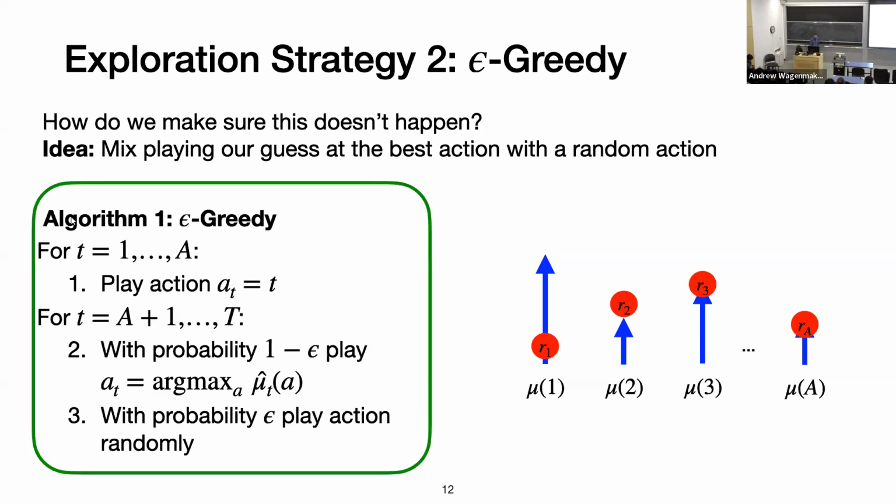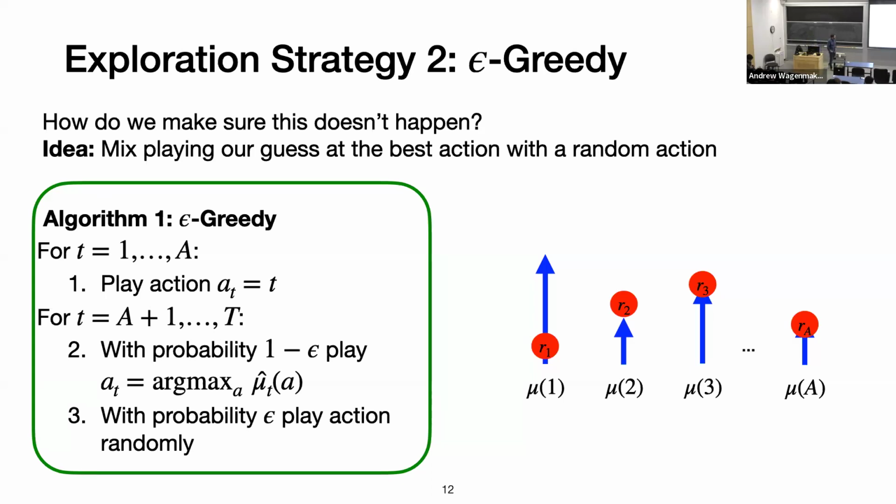So I still will do this initial stage of just playing every action once. But then after I've played every action once, with probability 1 minus epsilon, where I decide on some value of epsilon, I play the action I think is best, mu hat of t_i. For that step, it's doing the same thing as greedy. But then with probability epsilon, I'll just play an action randomly.